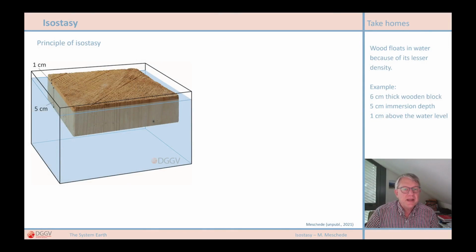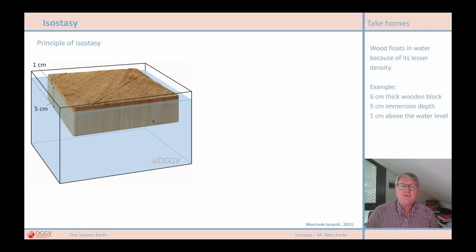Let's take a look at this principle using a very simple model. We all know that wood floats in water because it is a little lighter than water. It's less dense. And the amount of water displaced by the block of wood corresponds exactly to the weight of the entire block of wood. Archimedes already knew this, who thus discovered the specific weight or density of materials.